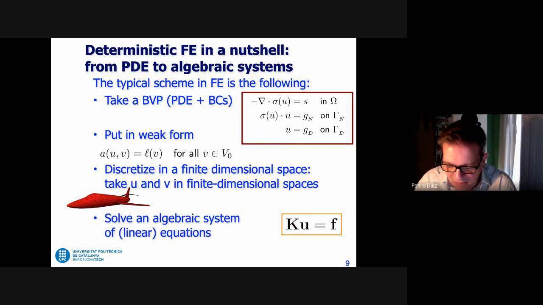So we end up having something like that, which is a linear system of equations, with some stiffness matrix K, some force vector F of nodal values, nodal forces, and as the unknown, we have the nodal vector of displacements.